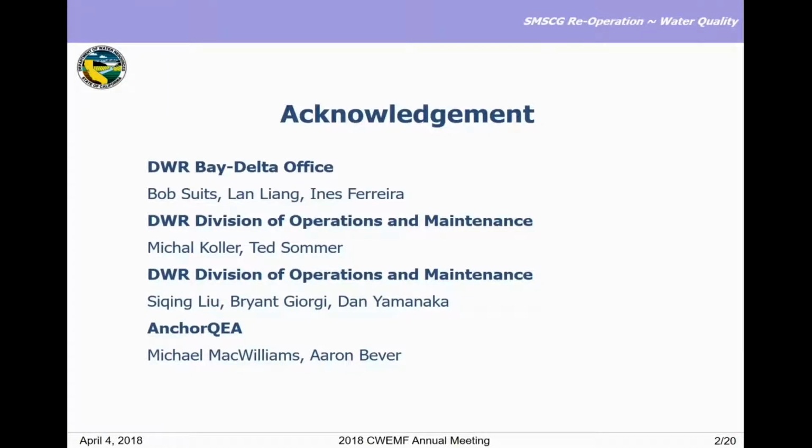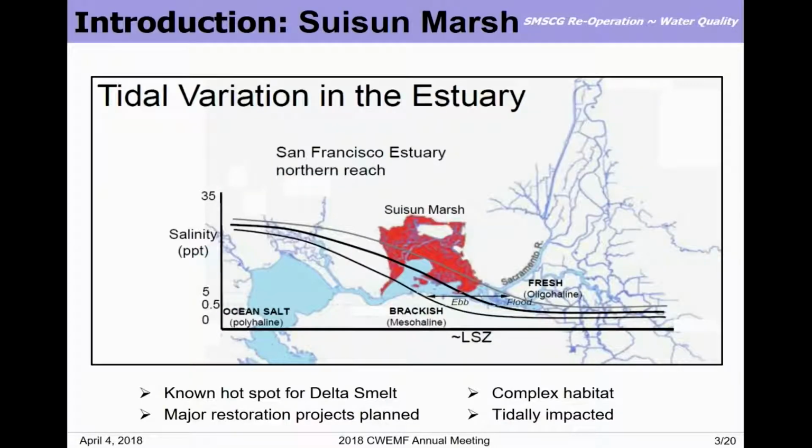So we are the subsequent modeling effort after them, looking at the delta as a system model, and also for the long term. So first, some background introduction. As you know, Suisun Marsh is essential habitat for delta smelt. It's critical for their feeding, for their growth, for their survival.